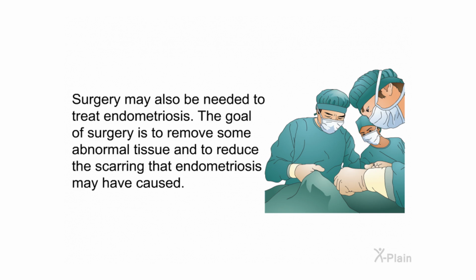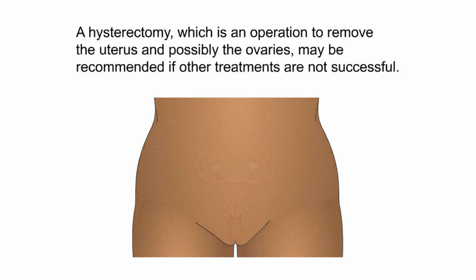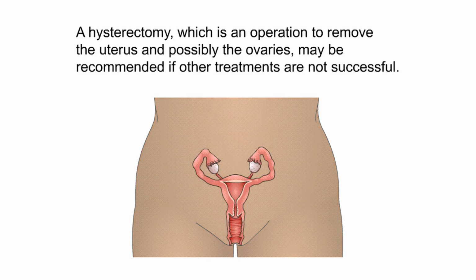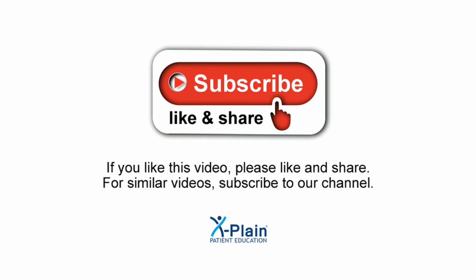Surgery may also be needed to treat endometriosis. The goal of surgery is to remove some abnormal tissue and to reduce the scarring that endometriosis may have caused. A hysterectomy, which is an operation to remove the uterus and possibly the ovaries, may be recommended if other treatments are not successful.